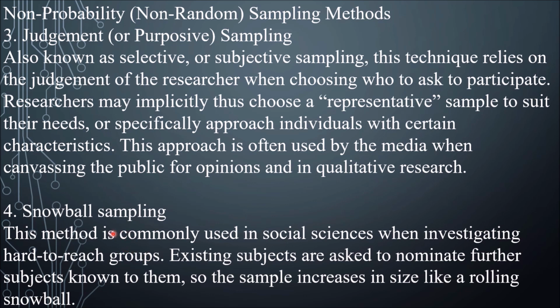The last method is snowball sampling. This method is commonly used in social sciences when investigating hard to reach groups. Existing subjects are asked to nominate further subjects known to them, so the sample increases in size like a rolling snowball. So that's an example of a non-probability sampling method.